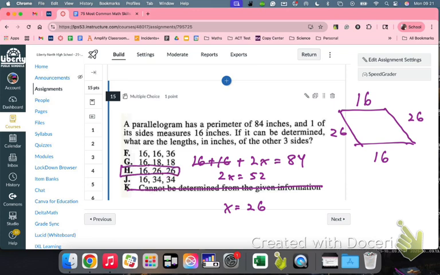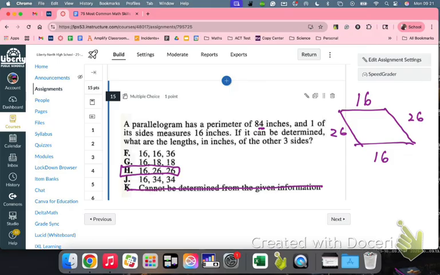I want to talk about another way to approach this. This is a strategy that works pretty well sometimes. Not terribly effective on this one, but it does work. I know these numbers all have to end in a 4. They have to add up together and end in a 4 because the perimeter is 84, and the perimeter is just the distance around my parallelogram.